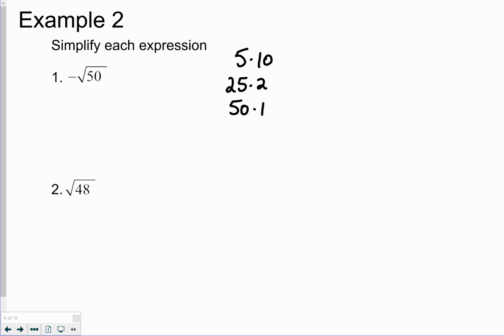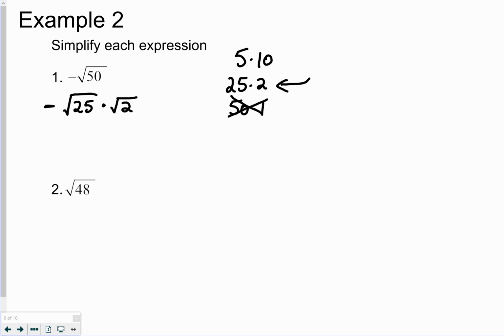Now when you look at these, anytime you do the factors that include the number 1, that's not going to help you simplify. So from now on, you don't need to write those. You can write them if you want, but you're never going to choose them to help simplify. So we're in between these two. The way to determine which one you want to pick is to find one that has a perfect square in it. So which one of these pairs has a perfect square in it? 25 and 2. So I'm going to use 25 and 2 to split 50 into two different radicals.